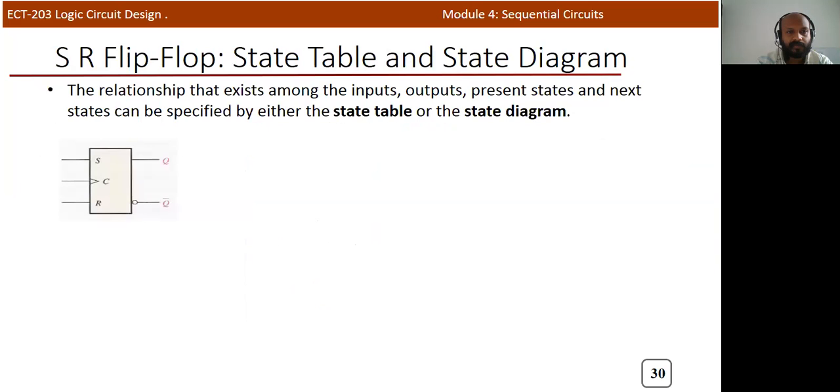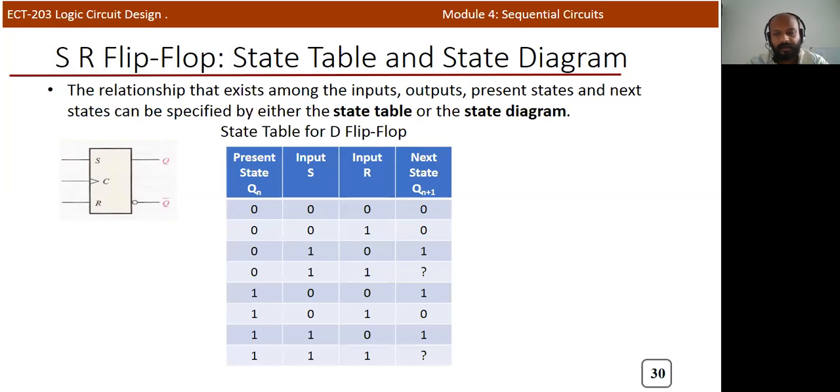Okay. Now we need to discuss the state table and state diagram very specifically. So the state table is also similar to your truth table. So present state, SR input, and what will be the next state. So we can consider all these quantities as the inputs and this as the output.